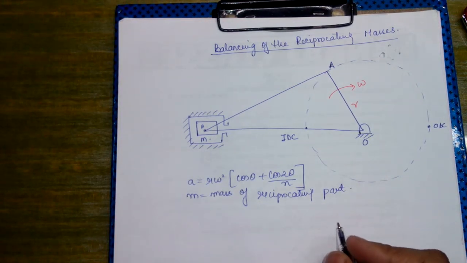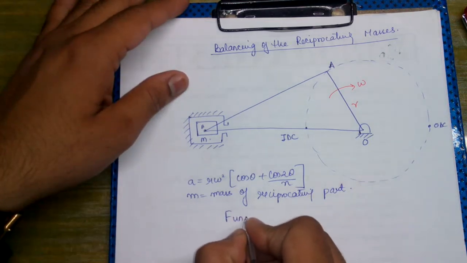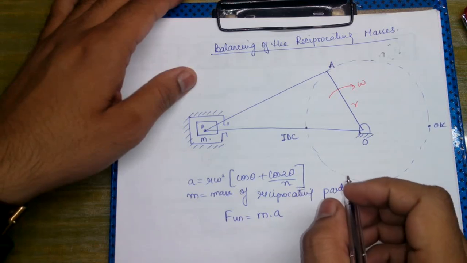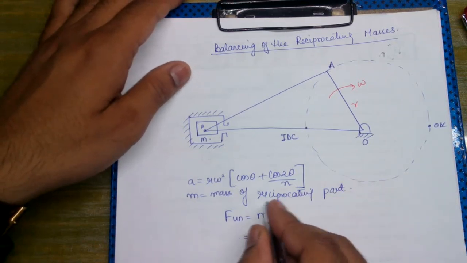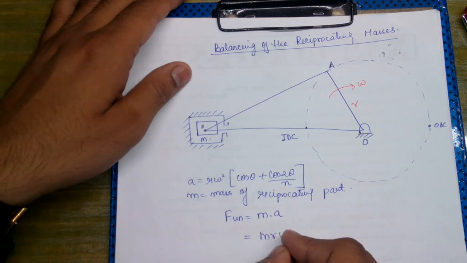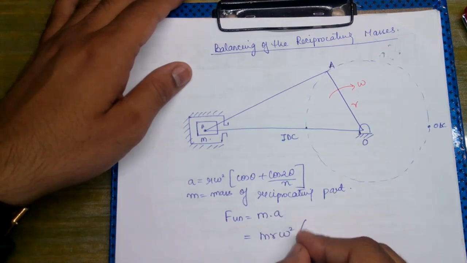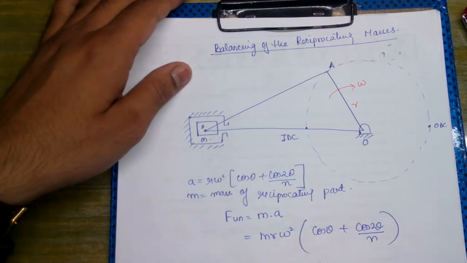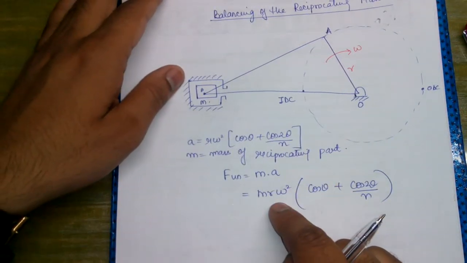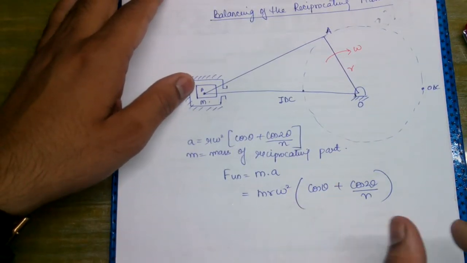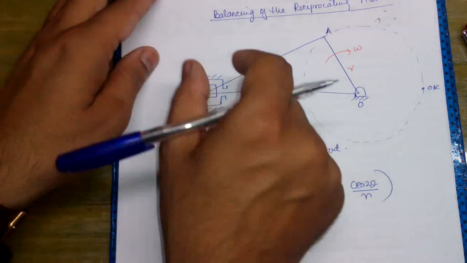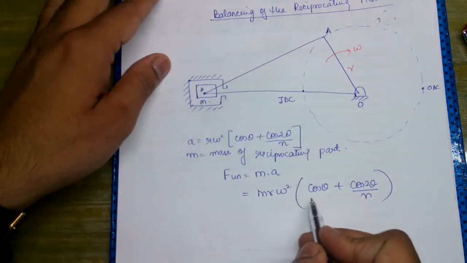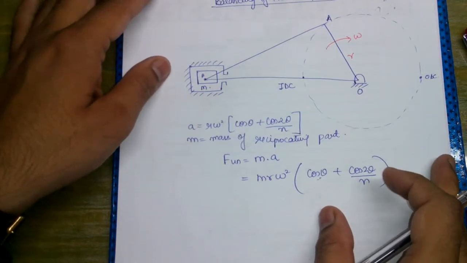Now we know that the unbalanced force, F unbalanced, is equal to M into A. This is to counteract the inertia of the reciprocating masses, so this unbalanced force will be generated. So it is M r omega square (cos theta plus cos 2 theta upon n). This unbalanced force is always constant in direction, because the direction is only along the positive x and the negative x, but the magnitude is changing because theta is changing.